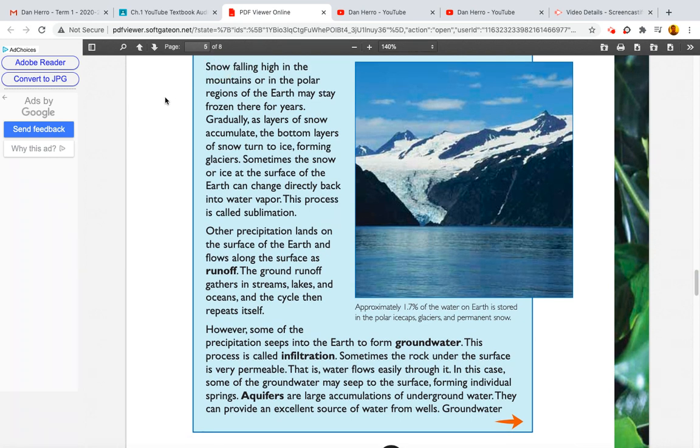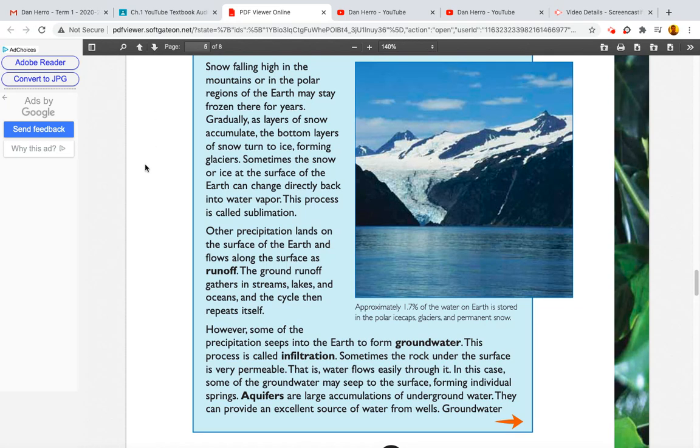Snow falling high in the mountains or in the polar regions of Earth may stay frozen there for years. Gradually, as layers of snow accumulate, the bottom layers of snow turn to ice, forming glaciers. Sometimes the snow or ice at the surface of Earth can change directly back into water vapor. This process is called sublimation.